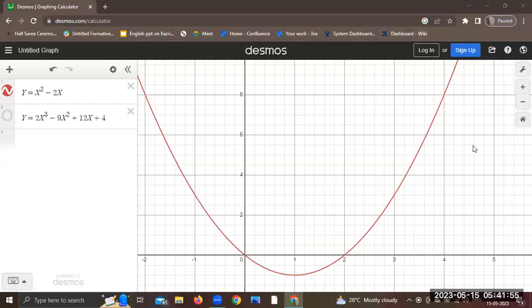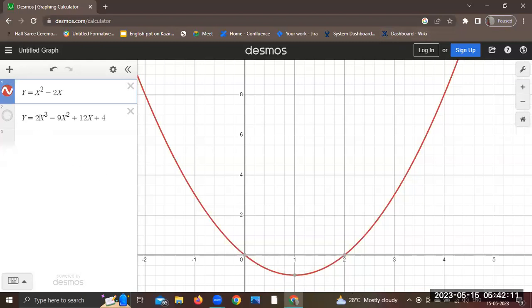Now you see the graph here. That is the previous one, y is equal to x square minus 2x. It's a parabola, and what we have is a minima at 1 comma minus 1. Okay, this is the graph we have. Very good. What next?